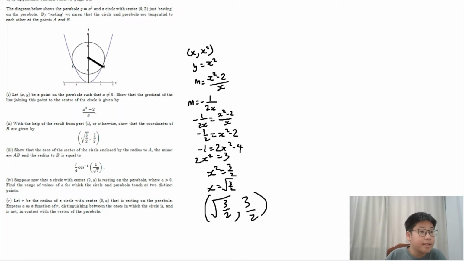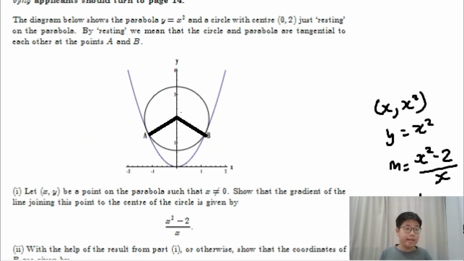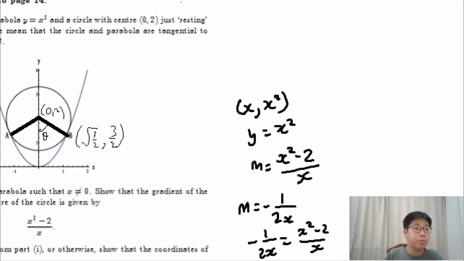Okay, so first let me clarify this a bit. There we go. So we are now going to write down the coordinates of each of them. So we're going to zoom in and write down the coordinates. So this is (0, 2). This is (square root of 3 over 2, 3 over 2). And this angle, we need to find this theta. And theta, we'll put this here.